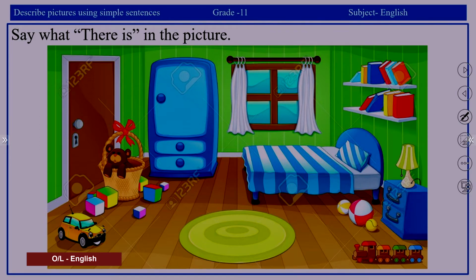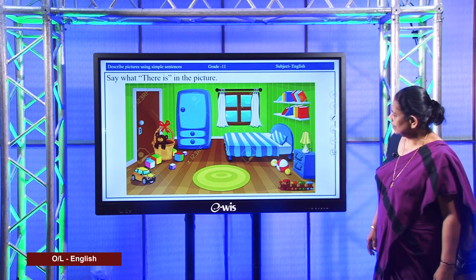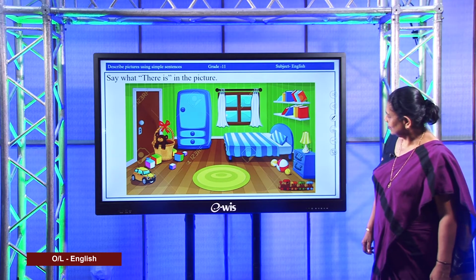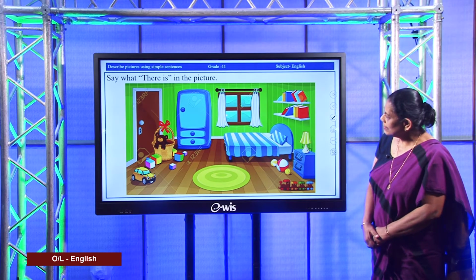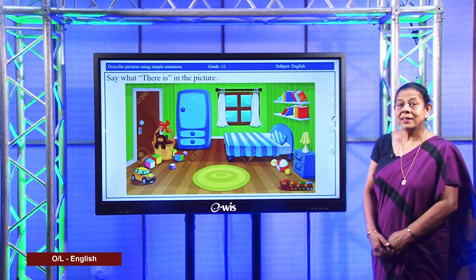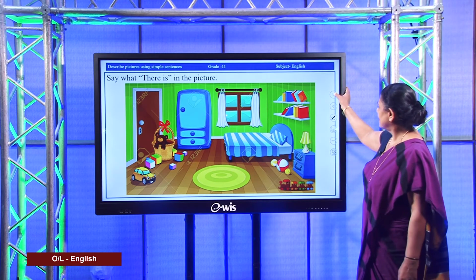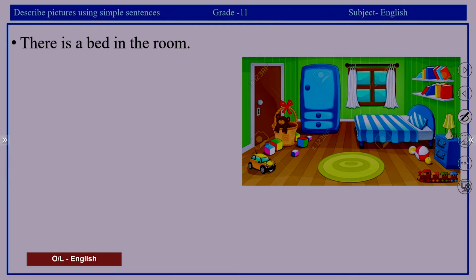I hope you have completed writing the sentences. Right, we'll check that. Yes, what can you see there in the picture? A bed, balls, a table lamp, books, window, basket, toy car. Right. What is the first sentence? Yes, there is a bed in the room.